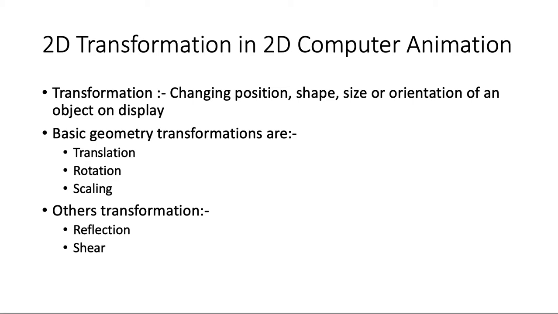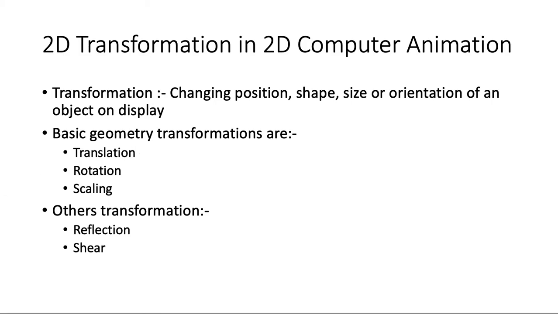Alright, so now we move into the second part of this chapter, 2D transformation in computer animation. So what is a transformation? Transformation means changing the position, shape, size or orientation of an object on display. We have three basic geometric transformations: translation, rotation and scaling. Other types of transformations are reflection and shear.